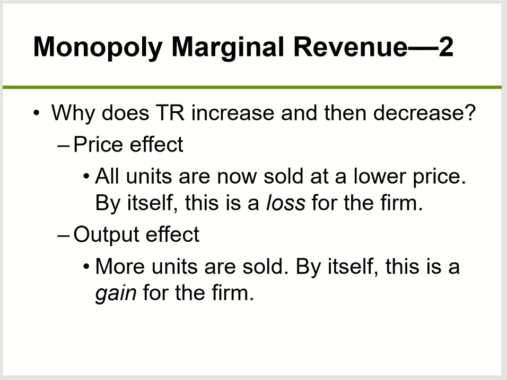All right, so why does it change? Because there are two effects. There's a price effect and there's an output effect. For a monopoly company, remember, they're the only company in town. So to sell more goods, the monopoly company has to change the prices. So let's suppose we have a market.